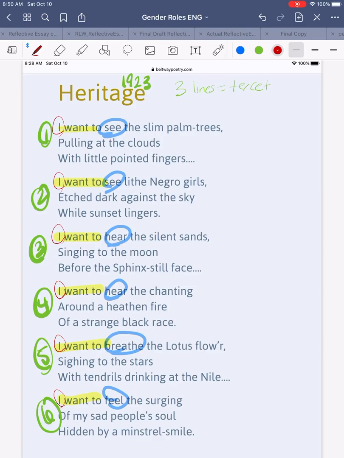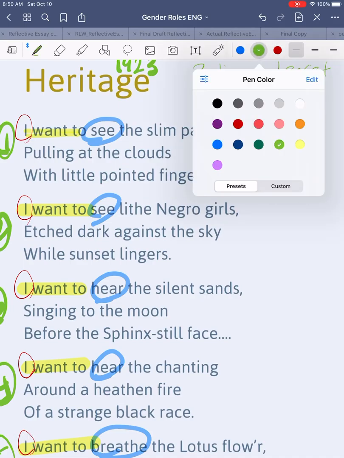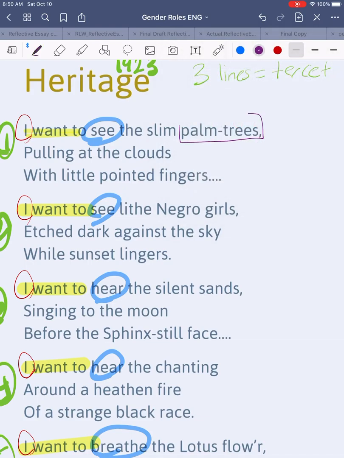Right? Now let's zoom in and examine each stanza. So the first stanza has a reference to nature. We see this with the mention of the palm trees. Right? So that speaks to nature. Little pointed fingers makes me think about Angelina Grimke's poem, The Black Finger. And so we start in nature, and then when we get to the third line, we see that there is now a mention of human, between the eye and the fingers.